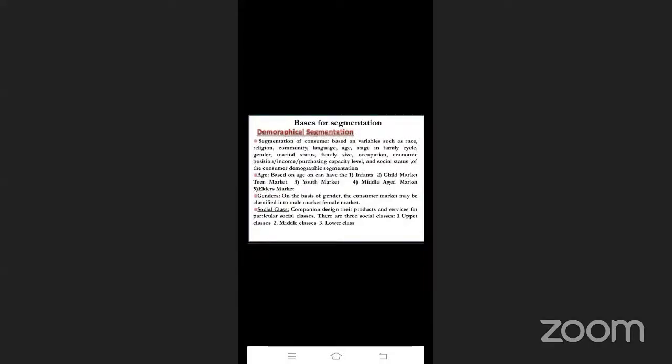आप देखो डेमोग्राफिक सेगमेंटेशन. So in demographic segmentation, segmentation of consumers is based on variables such as race, religion, community, language, age, stage in the family cycle, gender, marital status, family size. अगर family size का देखे तो if you are only two, you will buy a small fridge, whereas if your family is big, then you will go for a big fridge. Okay, so according to the family needs, family size के हिसाब से भी अपने को प्रोडक्ट्स बनाने पड़ते.